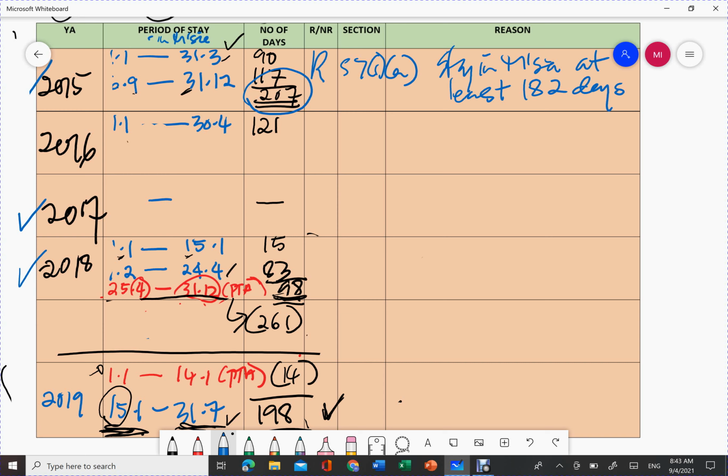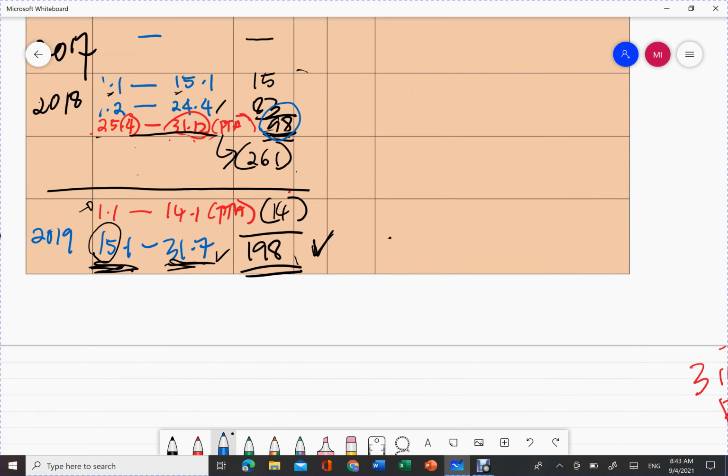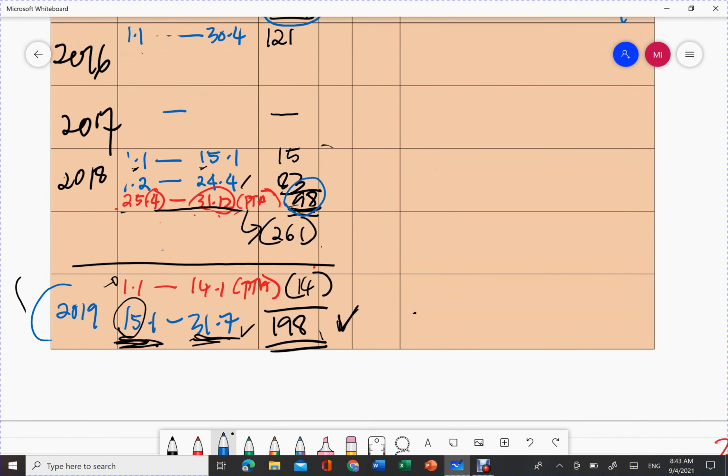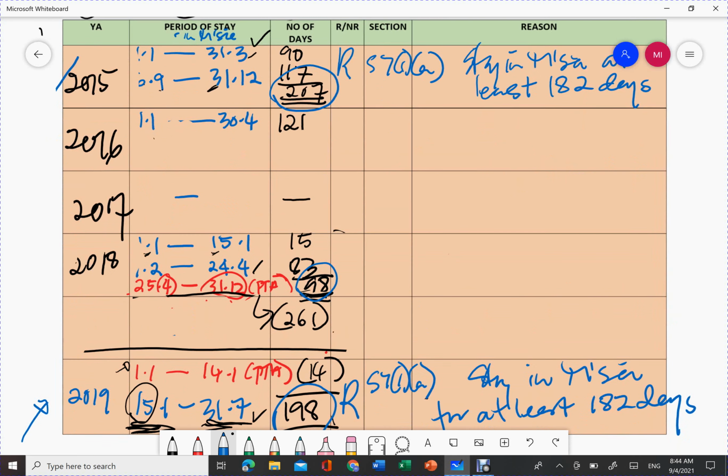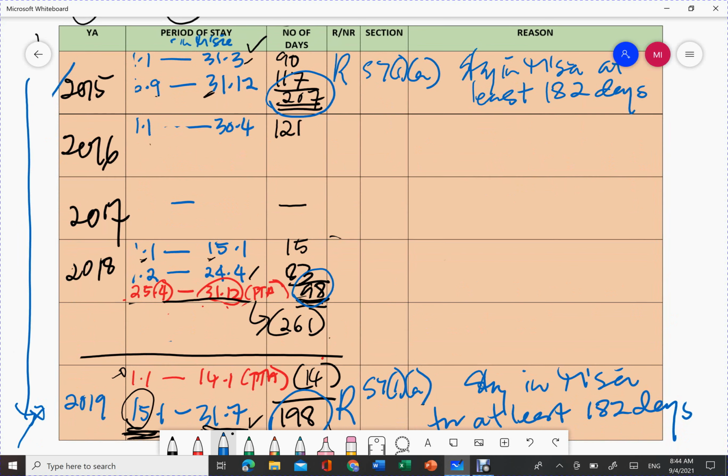We try 71A for 2018. For 2018 he was in Malaysia for only 98 days, and again we cannot use Section 71A. Then let's take a look at year 2019. In year 2019 he was actually present in Malaysia for 188 days, meaning he meets the 182 days. So you write here, the answer would be resident by virtue of Section 71A. The reason: stay in Malaysia for at least 182 days.